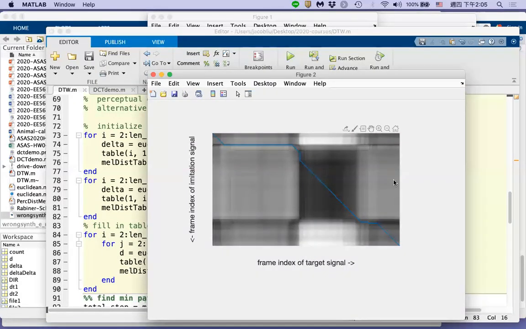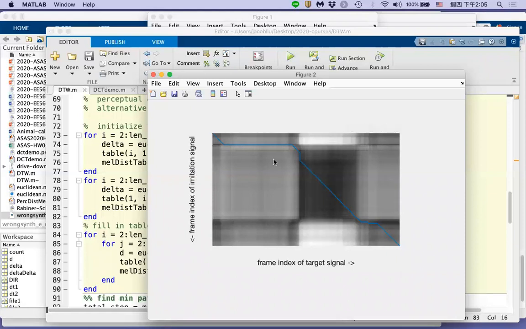So here you're looking at a black and white image, a grayscale image. Here, the x-axis and y-axis are frame indices for the imitation signal and the target signal, and they are not equally long, right? The lengths are not equal, but that's all right. Dynamic time warping first calculates the similarity between each frame in this signal and each frame in that signal, and creates a matrix. Is that clear?